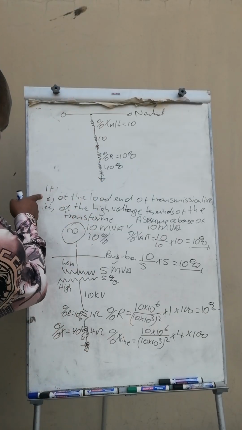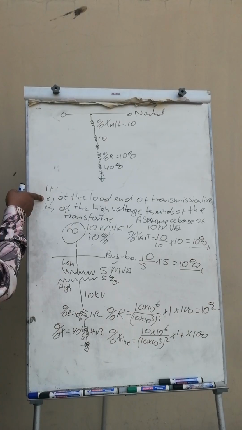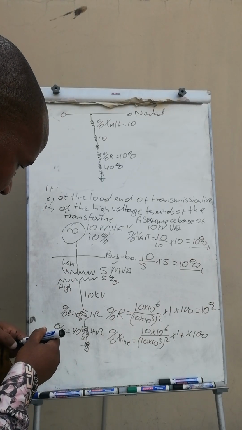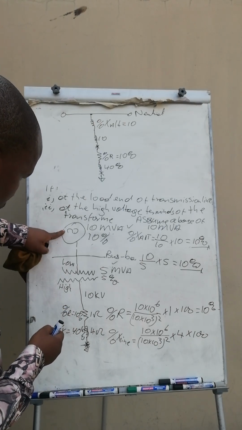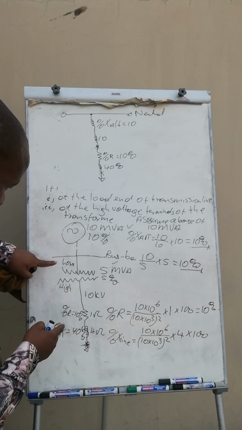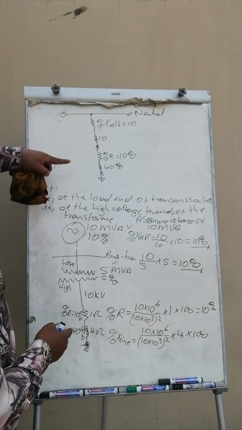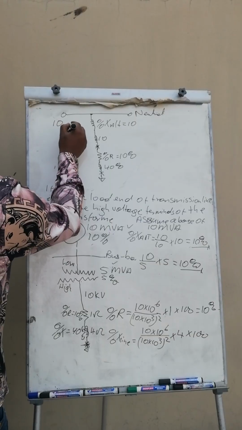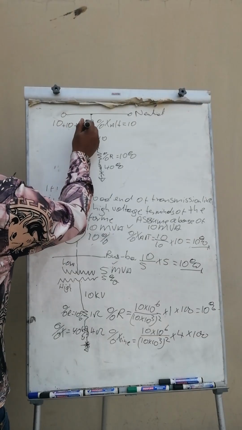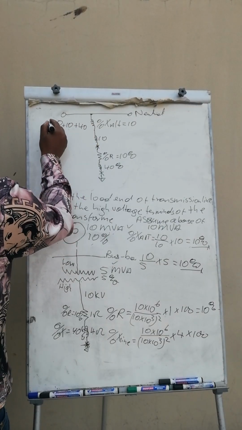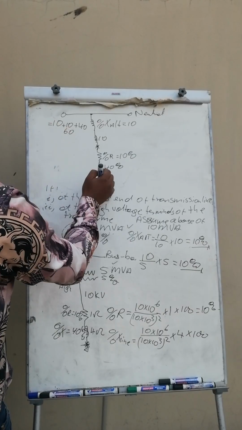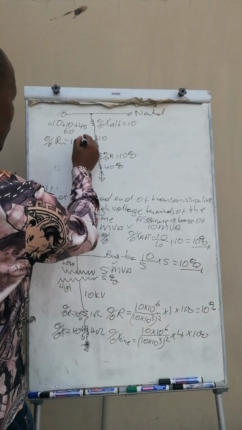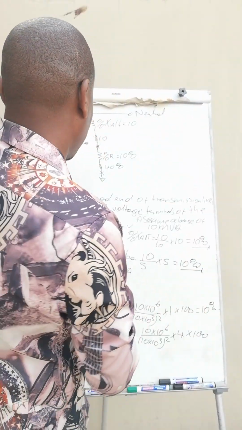But the first condition says where? At the load end. Now look, this one plus this one is how much? It's 10, plus 10, plus 40. It's 60%. And then percentage R is equal to 10%. There was only one resistance.